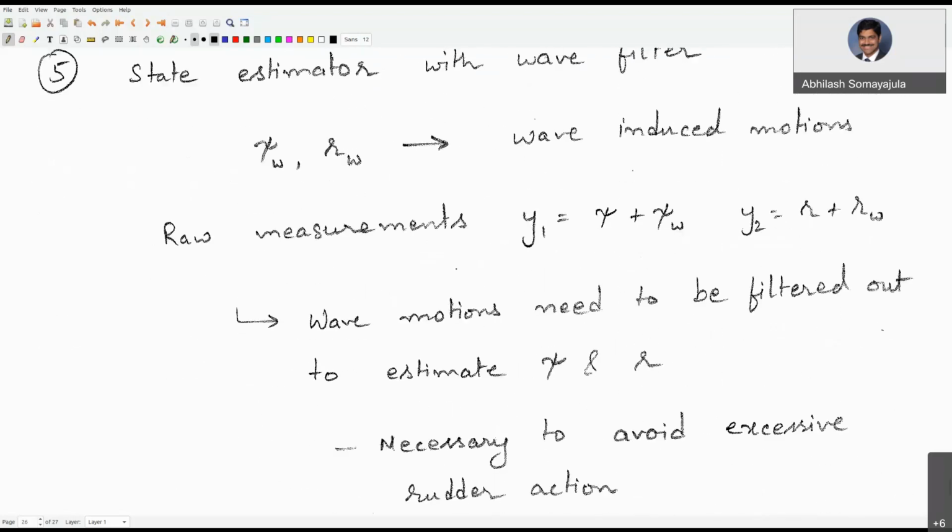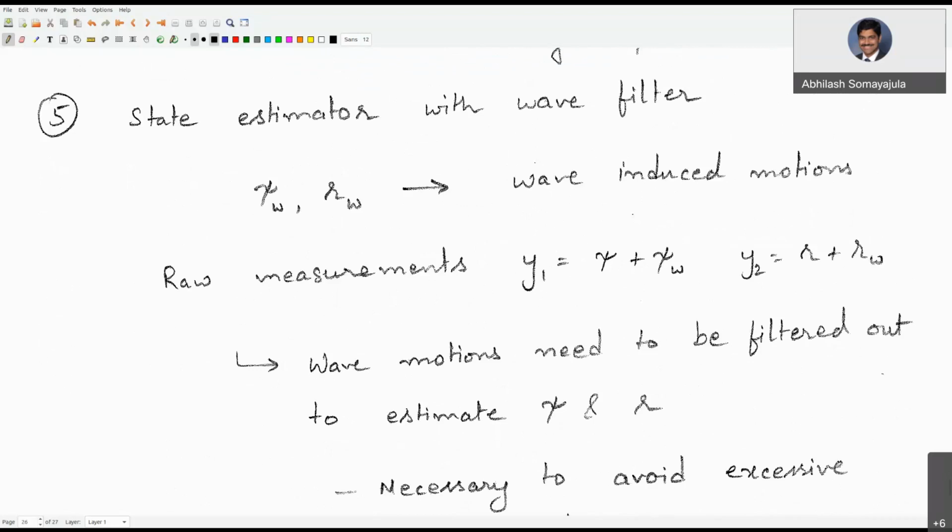But then we need to do a state estimation. What do I mean by state estimation? The raw measurements of the compass or of the yaw rate will not only include the slowly varying yaw, but they'll also include the so-called wind-based disturbances or wave-based disturbances as well. Let's say that our vessel is operating in waves, then the waves themselves will cause it to have some oscillatory yaw motion, which will be superimposed on top of our slowly varying yaw motions, right?